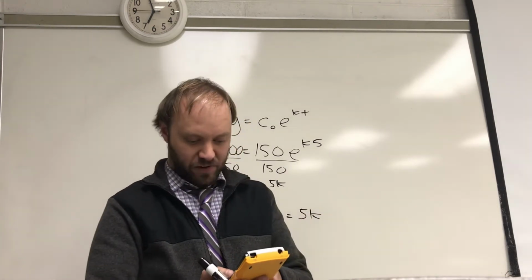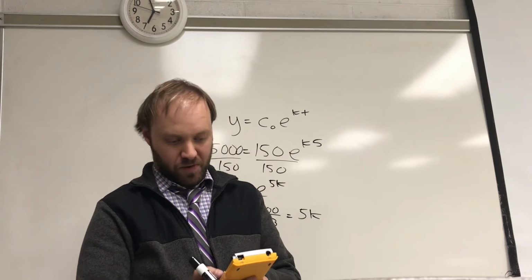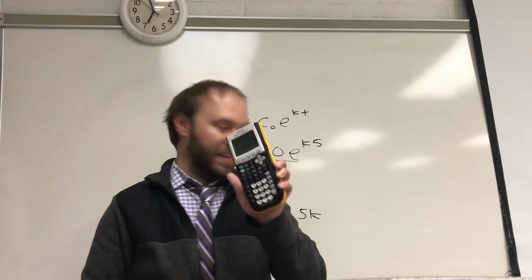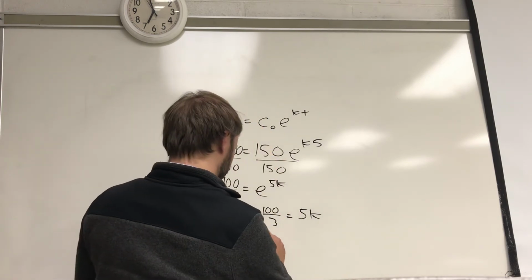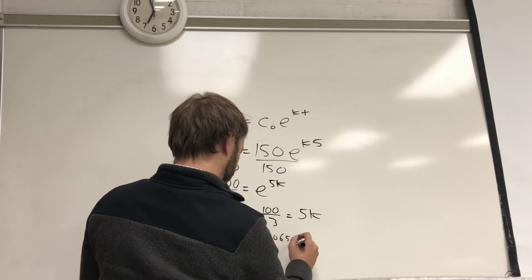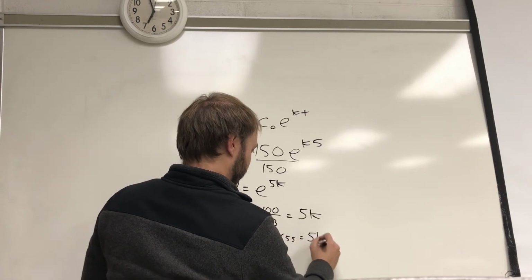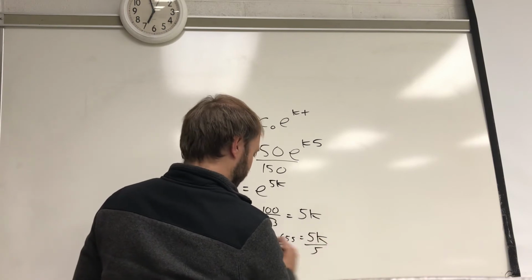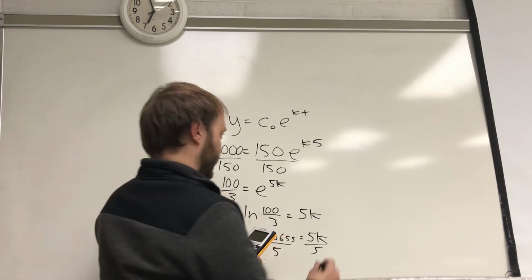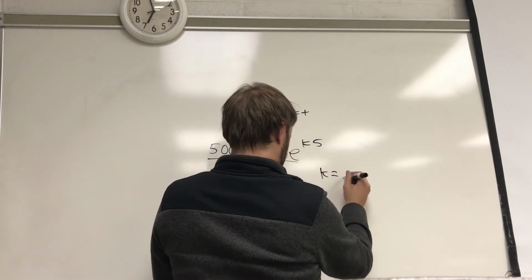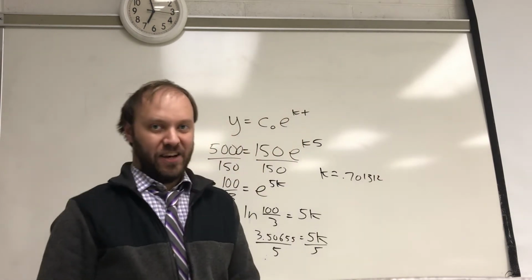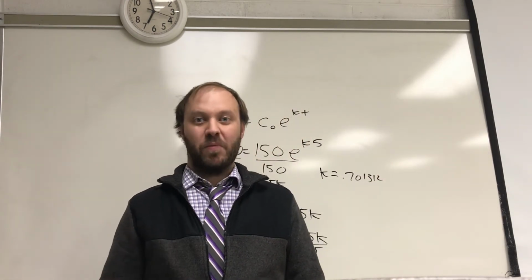So I can take the natural log of 100 thirds or 33 1/3, however you want to write that. It's about 3.506. I'm keeping that value in my calculator. I'll write a few decimal places here just so you can see it, but really this should stay in the calculator. And that's equal to 5k. And then we can divide both sides by 5 here, and we can find out the k value. The k value is going to be approximately 0.701312, okay? And again, you want to go probably 5, 6, 7 decimal places or better.